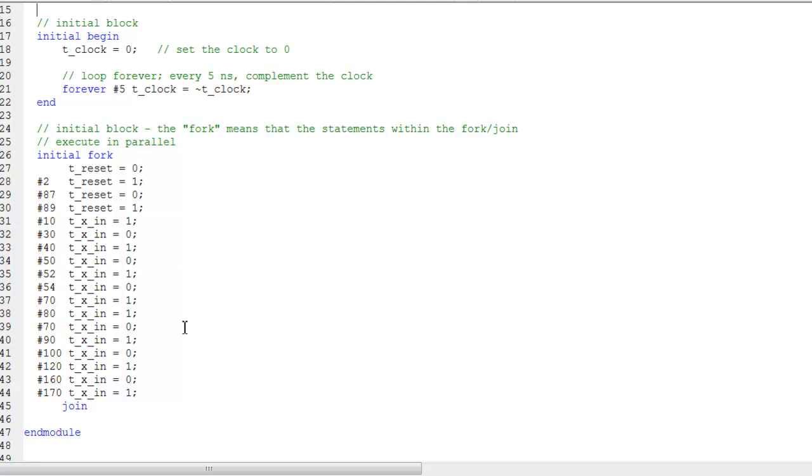It has this word fork in it as well as the word join at the end. Now what this means is, unlike a simple initial block, which executes the statements within it one at a time in sequential order, a fork join initial block executes all of the statements in parallel. Now these delays, starting at 2 and then 87, 89, and so on, are relative to a common starting point, time equals 0. So the delays mean that they happen at different times, but in theory all of these statements are executing in parallel. Now this enables us to produce a waveform.